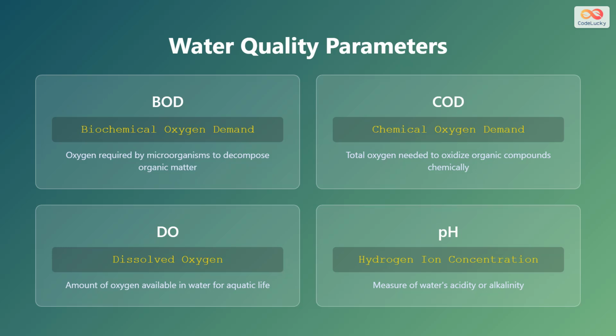Dissolved oxygen, abbreviated DO, is the amount of oxygen gas dissolved in water, which is essential for aquatic life. Fish and other organisms need adequate dissolved oxygen to survive. Finally, pH measures the concentration of hydrogen ions, indicating whether water is acidic, neutral, or alkaline. Most aquatic life requires a pH between 6.5 and 8.5. These parameters work together to give us a comprehensive picture of water quality.